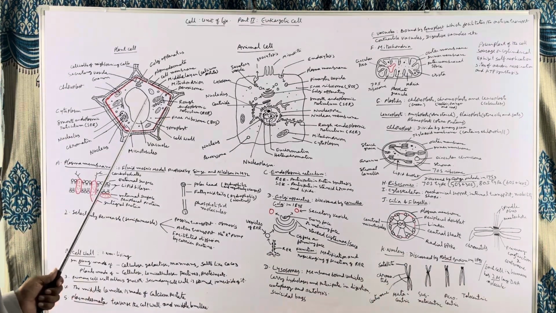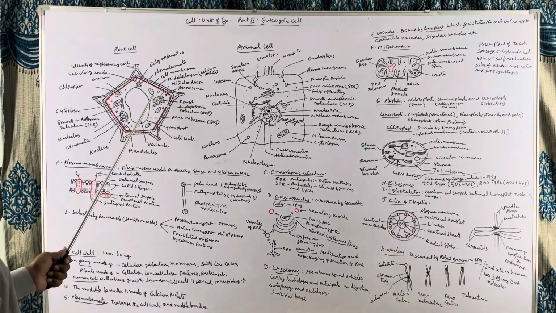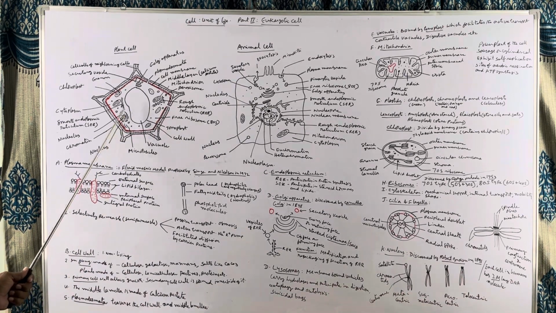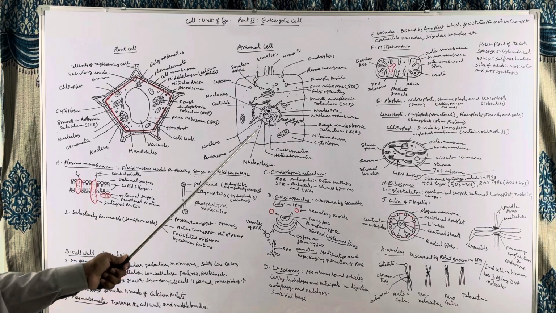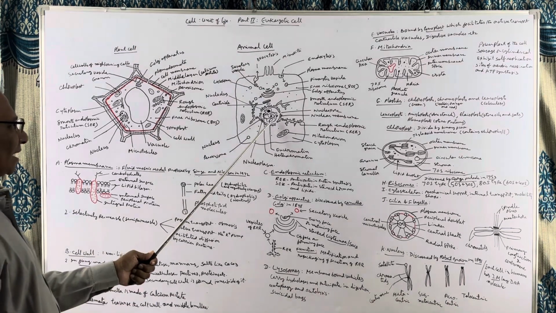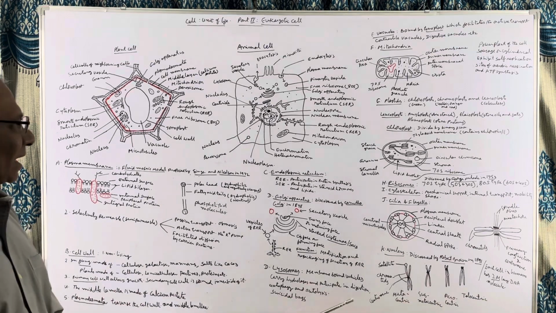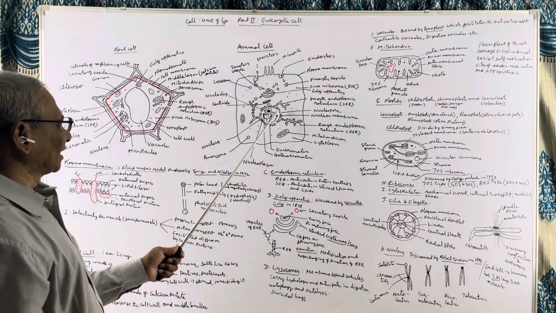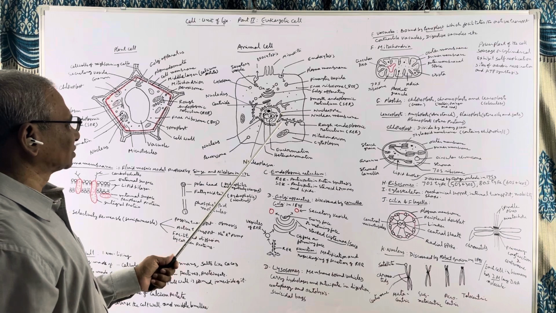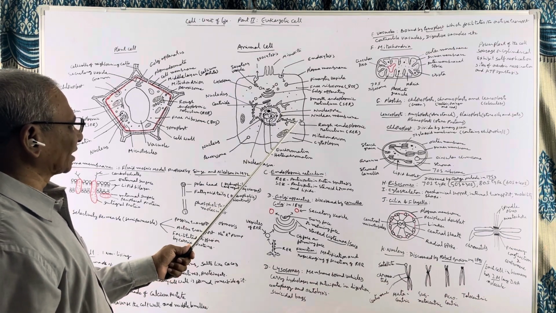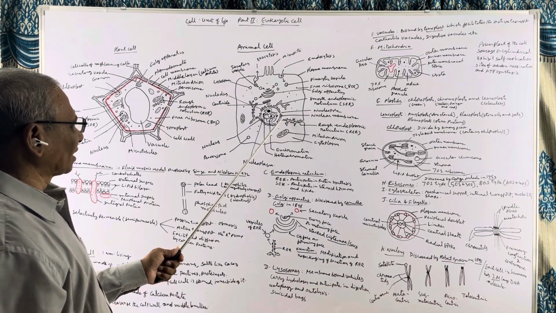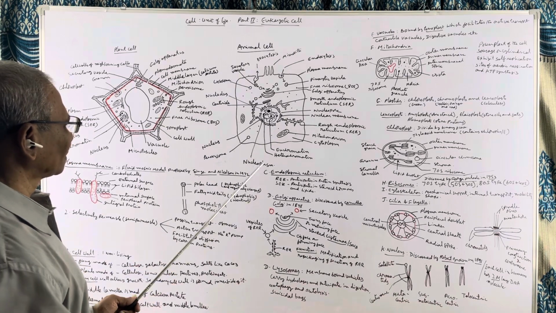Then, most of the parts are the same in both plants and animal cells. See, this is the nucleus. Here is also nucleus. The nucleus is surrounded by a double-layered membrane known as nucleolemma. It has a number of openings known as nuclear pores. The endoplasmic reticulum is attached to the outer membrane of the nuclear membrane.